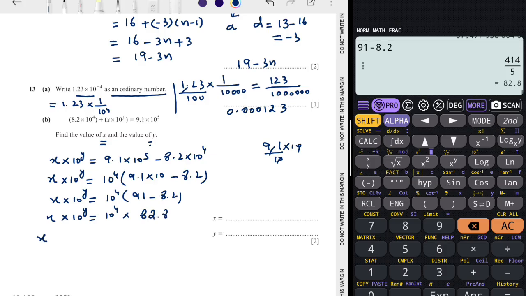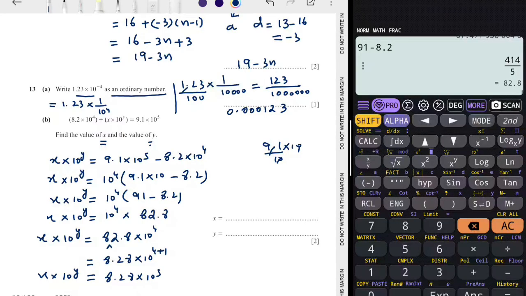So we have to write this expression in standard form. So it would be 82.8 into 10 raised to the power 4. So the decimal has to be moved here. So it would be 8.28 times 10 raised to the power 4 plus 1, and the final answer will be 8.28 into 10 raised to the power 5. So the value of x would be 8.28, and the value of y would be 5.